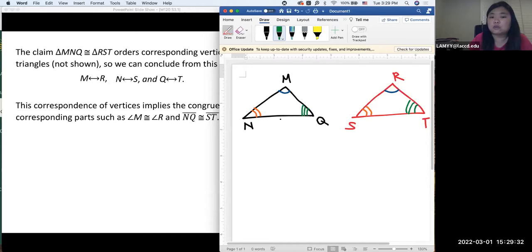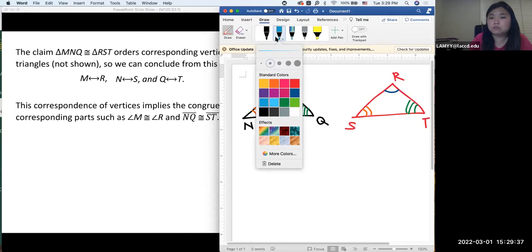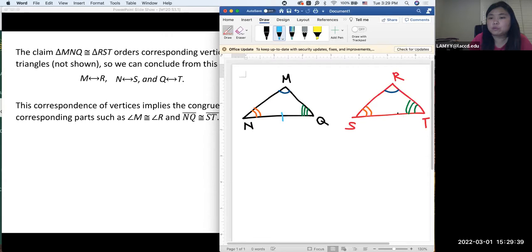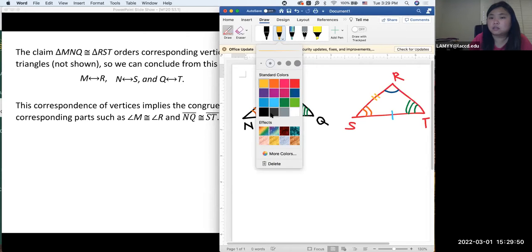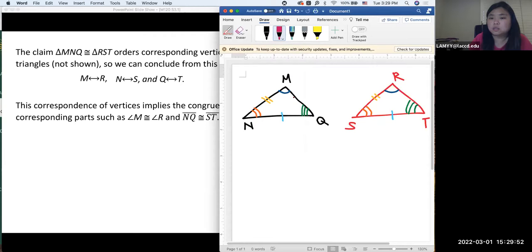And also I could tell the NQ will be congruent to ST. MN congruent to RS. And then last one, MQ will be congruent to RT. Okay, right? So be careful when you write two triangles are congruent. Make sure you match with the corresponding parts here.